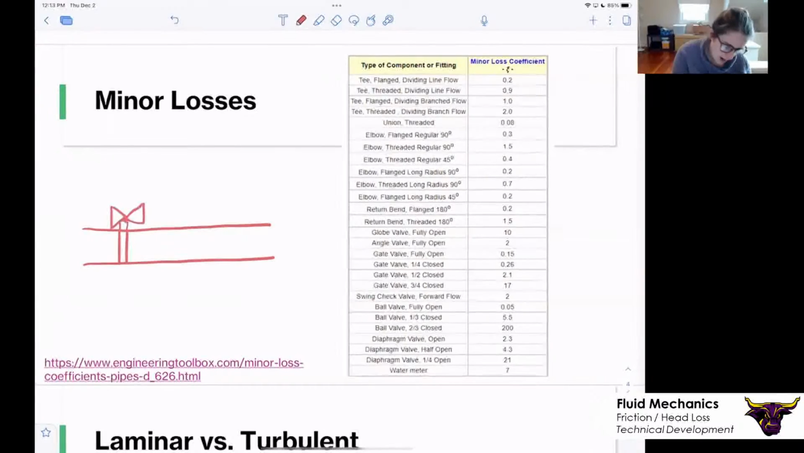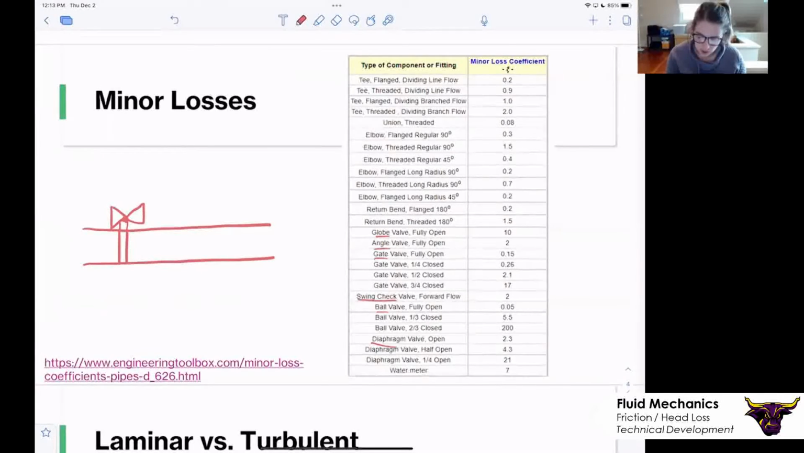This is a very accurate picture of what a valve would look like, obviously, but we have a valve in this system. So in this valve, it could be a lot of different things. It could be a globe valve, angle valve, gate valve, swing check valve, ball valve, diaphragm valve. It could be a water meter, whatever it is. We have some sort of valve in there.